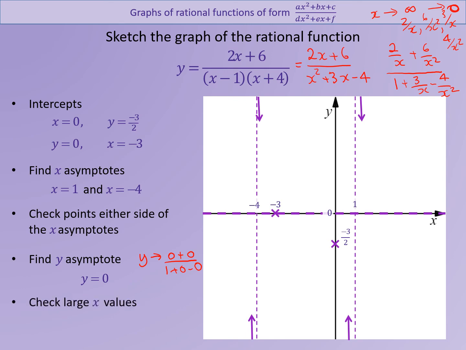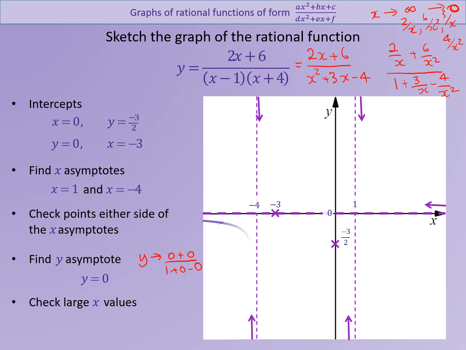And then we're checking either side again, so what's happening as x is very large and very small, minus 1,000 and say plus 1,000. If we substitute that in, we can work out that the function will be below the asymptote on the left hand side and above on the right.